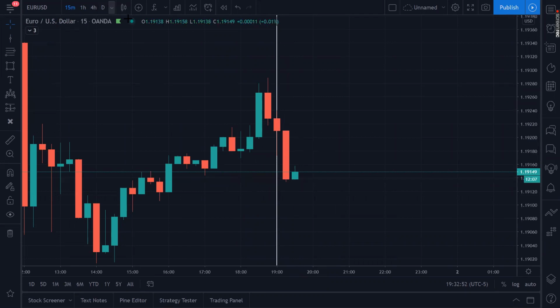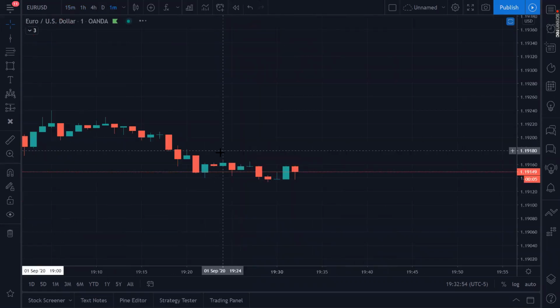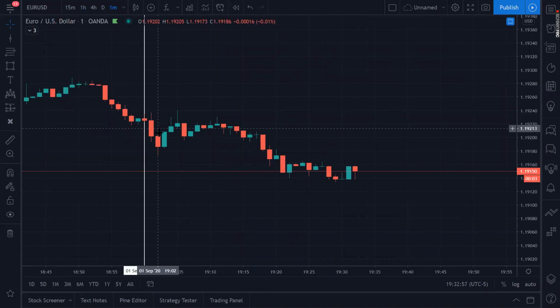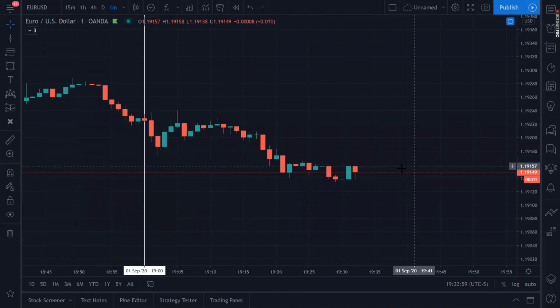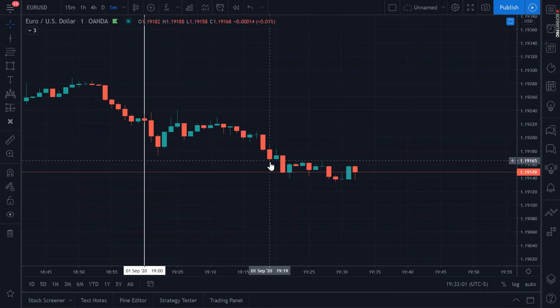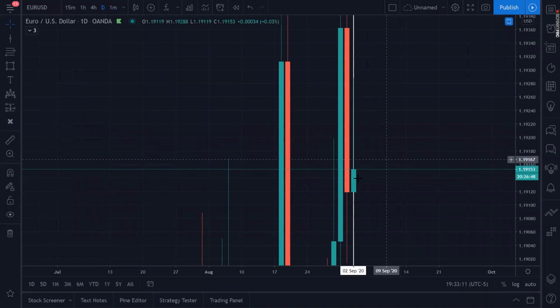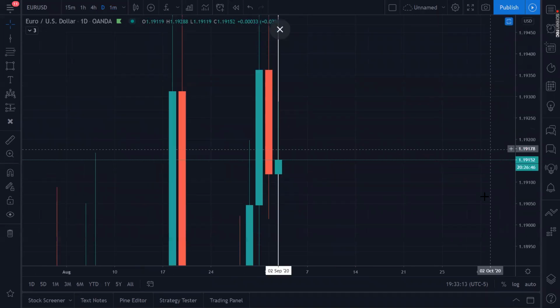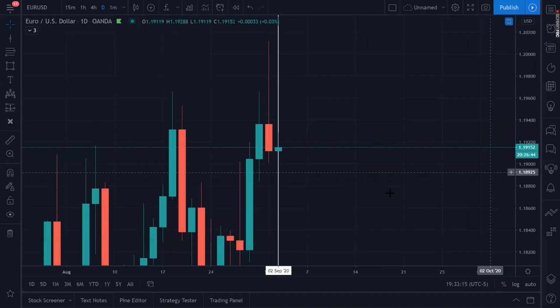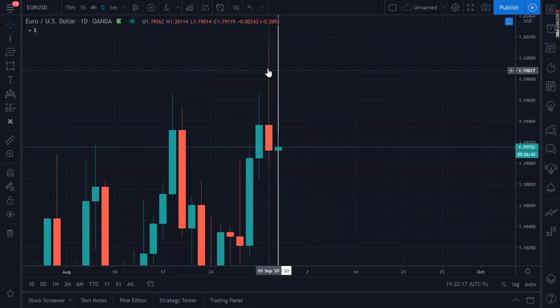I can go even further, all the way down to the minute time frame, and I can see what happened, right? All the way to the 1 minute. So each candle is 1 minute. You can see here, 54 seconds. Each candle is 1 minute. All right. And you can go all the way to the day chart. That means each candle here now is a full 24 hours of information.